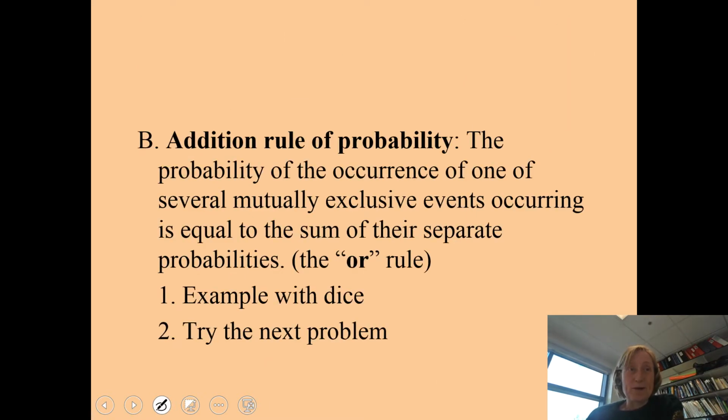The second rule that we're going to use is the addition rule of probability. Here's our definition. The probability of the occurrence of one of several mutually exclusive events occurring, either this or that, is equal to the sum of their separate probabilities.